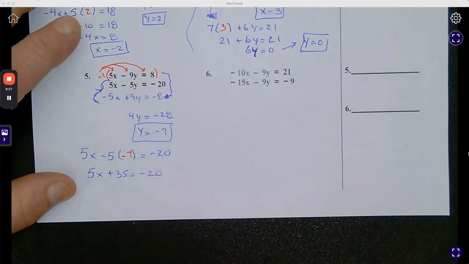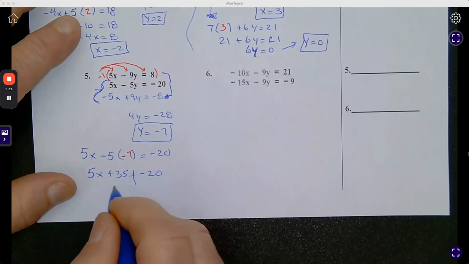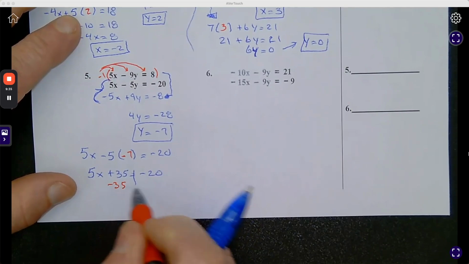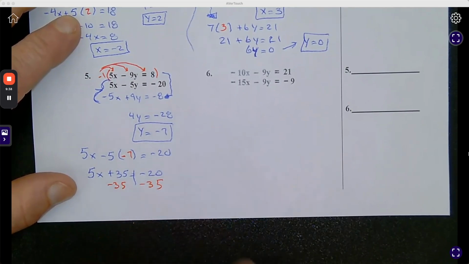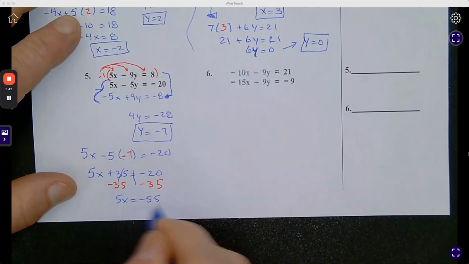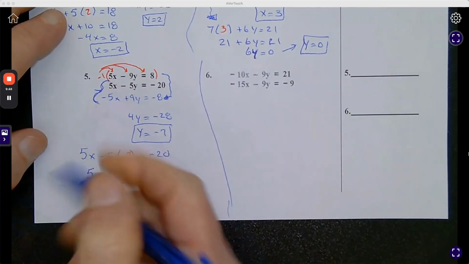Okay, inverse operations. Subtract 35 from both sides because you're solving the equation for x. Right? So let's not forget our inverse operations. That goes to 0. 5x equals -55. Divide both sides by 5. X equals -11. All right, now I'm going to go here.